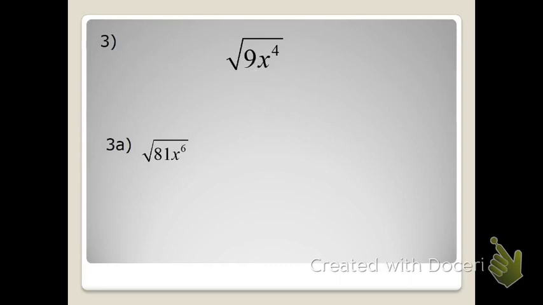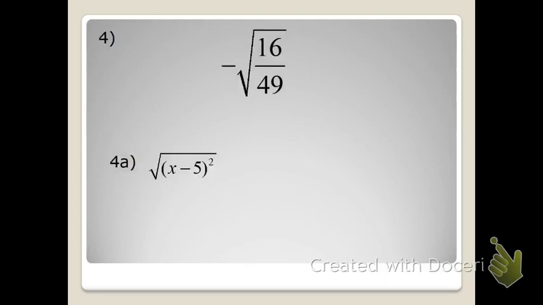The first number 3 I have here. What's the square root of 9? 3. And what's the square root of x to the 4th? x squared. Come down here, the second one. What's the square root of 81? 9. And what's the square root of x to the 6th? x cubed. Because isn't x cubed times x cubed x to the 6th? All right, so we got to remember we add exponents when we multiply.